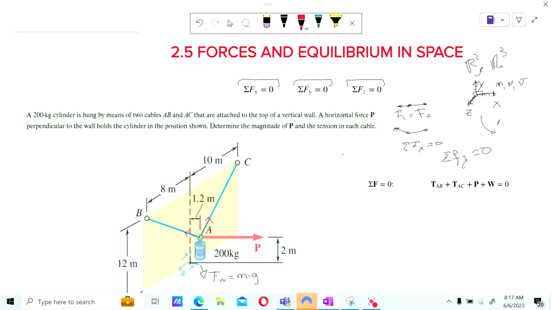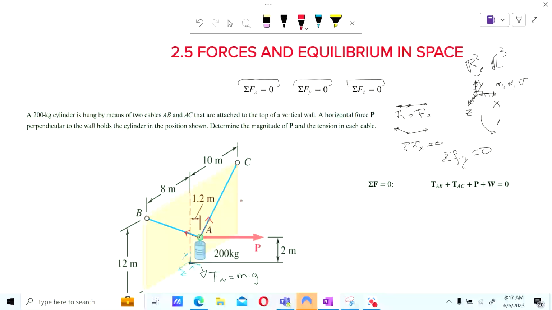A horizontal force P, this force right here, is perpendicular to the wall, holds the cylinder in position. Okay, so if this force is not here, the cylinder will hit the wall. It might even crack the wall, and this whole structure would collapse. So they're asking what force is needed to hold the barrel, the cylinder, fixed, static, at a distance of 1.2 meters from the wall.